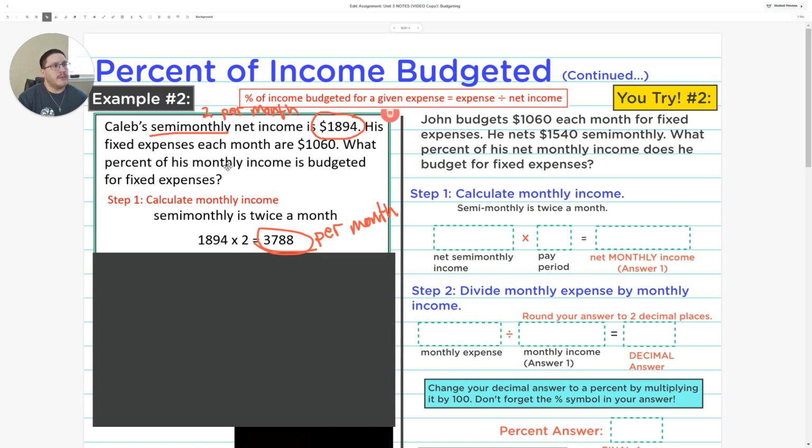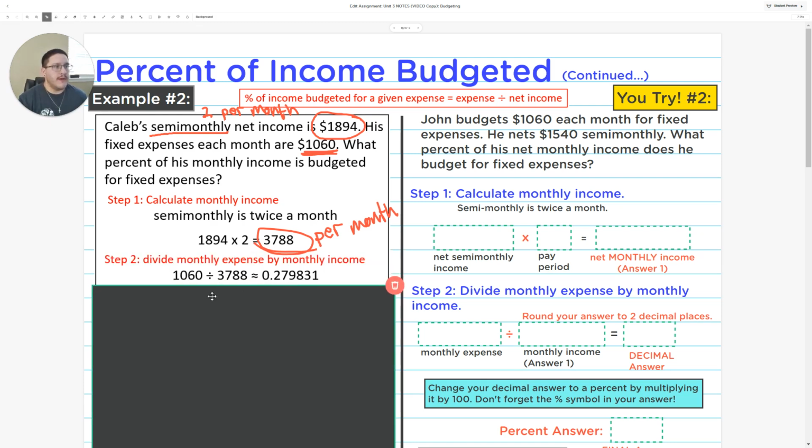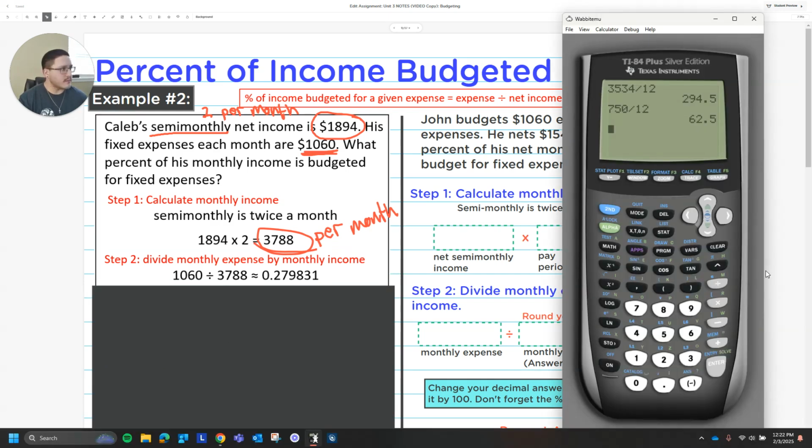So now, what percent of his monthly income is budgeted for fixed expenses? We take the expense, which is $1,060, and divide it by the net monthly income for this particular example. So we're going to divide 1060 by 3788. First, let me make sure that this is the correct number. Yep, it is 3788. Then I'm going to take 1060 divided by 3788.